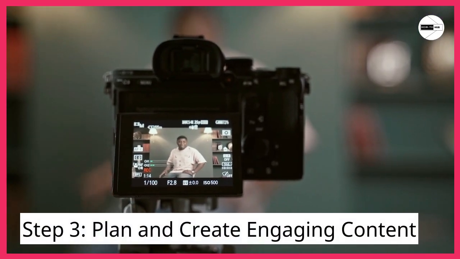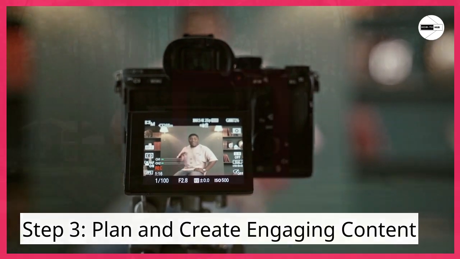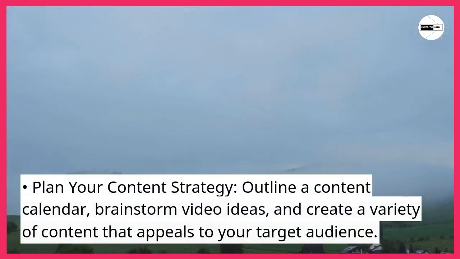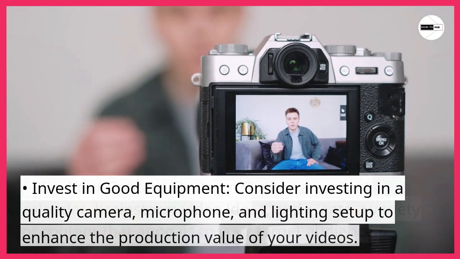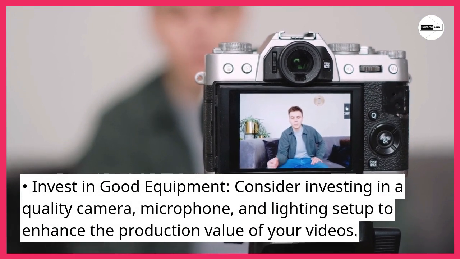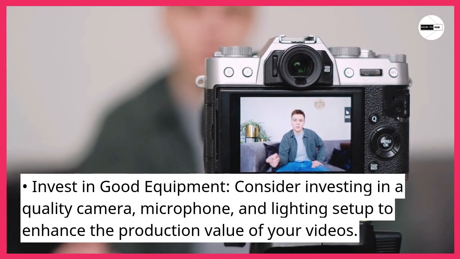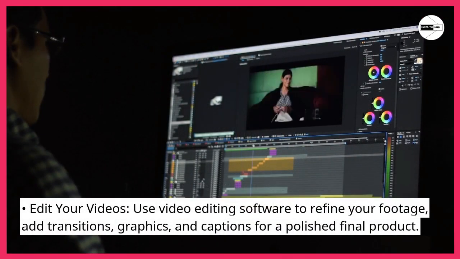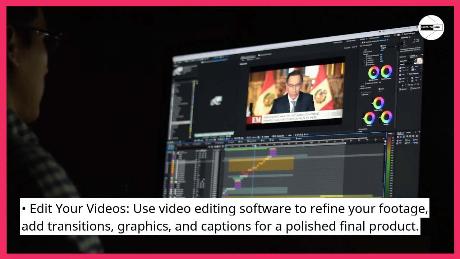Step 3. Plan and create engaging content. Creating high-quality and engaging content is key to attracting and retaining viewers. Plan your content strategy. Outline a content calendar, brainstorm video ideas, and create a variety of content that appeals to your target audience. Invest in good equipment. Consider investing in a quality camera, microphone, and lighting setup to enhance the production value of your videos. Edit your videos. Use video editing software to refine your footage. Add transitions, graphics, and captions for a polished final product.